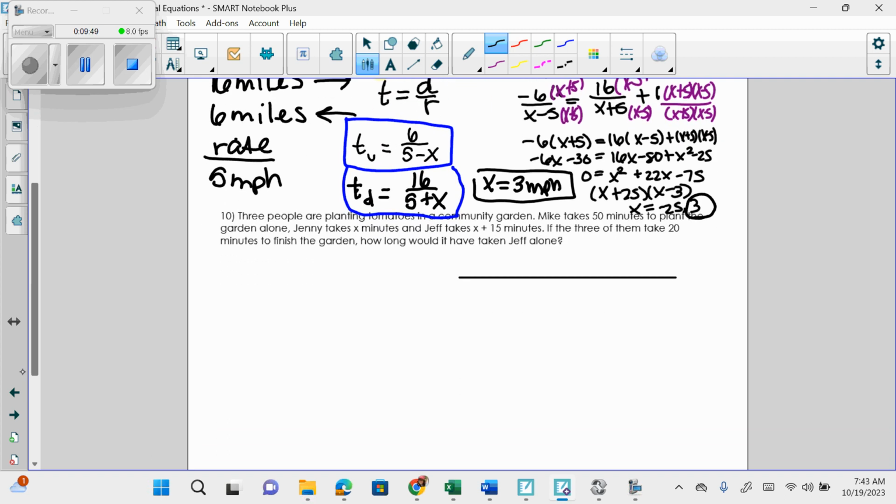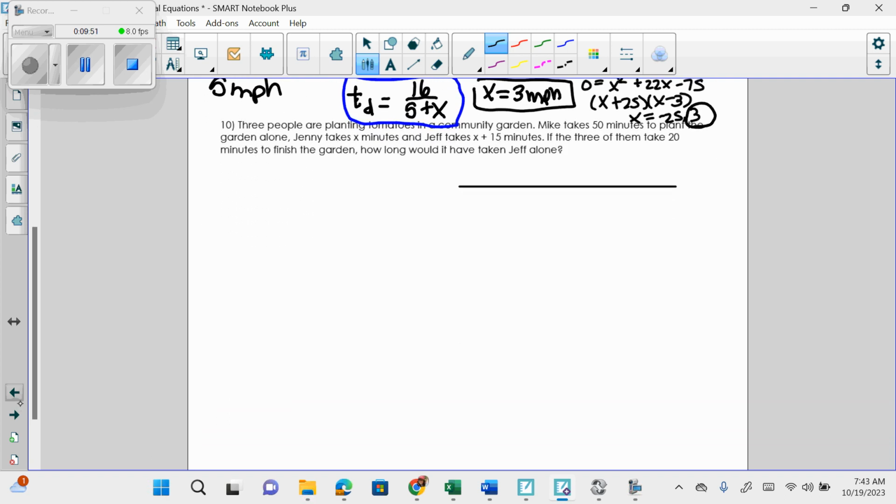All right, let's take a look at number 10. So 3 people are planting tomatoes in a community garden. Mike takes 50 minutes to plant the garden alone, Jake takes x minutes and Jeff takes x plus 15 minutes. If the three of them take 20 minutes to finish the garden, how long would it have taken Jeff alone?